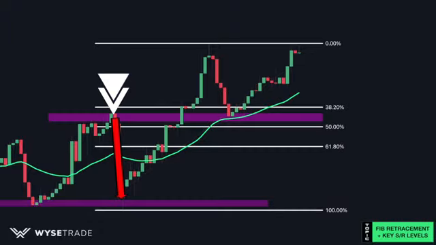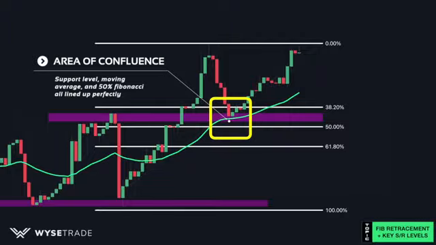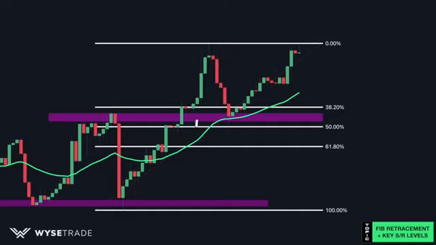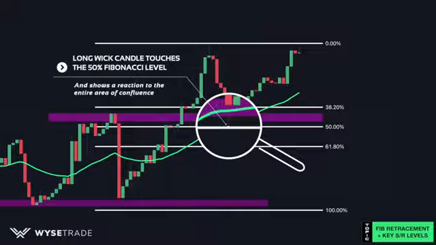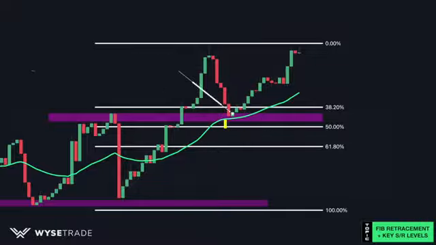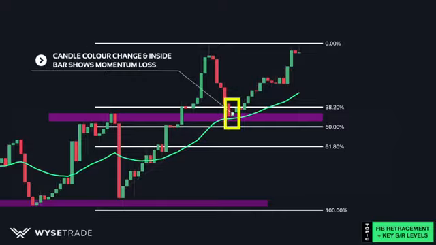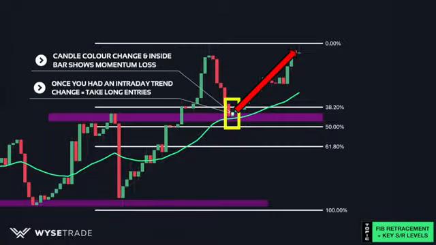So this reversal point here gives you a key level. This here is your area of confluence, where the support level, moving average, and Fibonacci all lined up perfectly. Once price pulled back to the area, you had a long wick candle form right at the area of confluence, and with the wick touching the 50% fib level. You also had a candle color change and inside bar, which shows momentum loss. Once you had an intraday trend change confirmation, you would look for long entry points. Let's show this again.